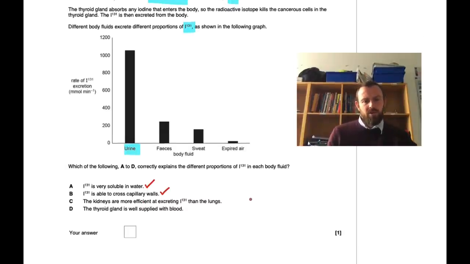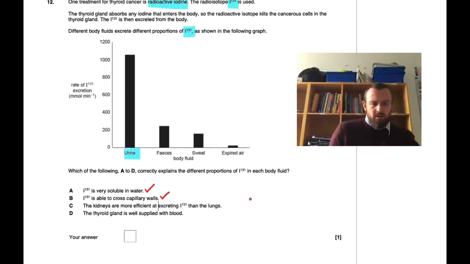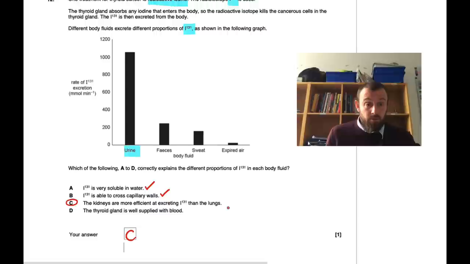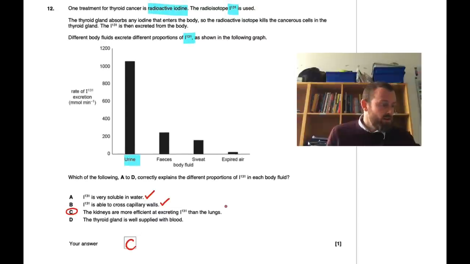This is a tricky one because they all are kind of right. I think the answer is A. Am I right? Oh, no, I'm not. The answer is C. The kidneys are more efficient at excreting I-131 than the lungs is the answer. To be honest with you, I'm not entirely sure why that's the answer given.